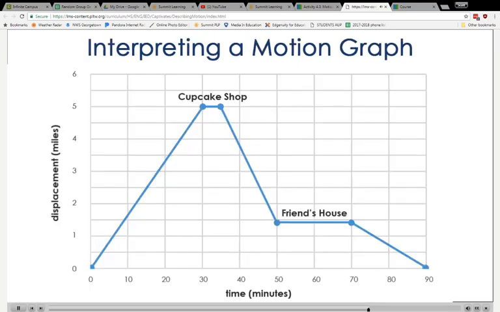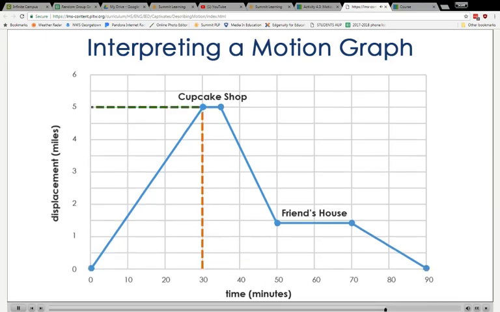Let's take a look at the information we can get from a motion graph. What was your displacement 10 minutes after you left your house? We can estimate the displacement at 1.6 miles. What is the displacement 32 minutes after you left your house?